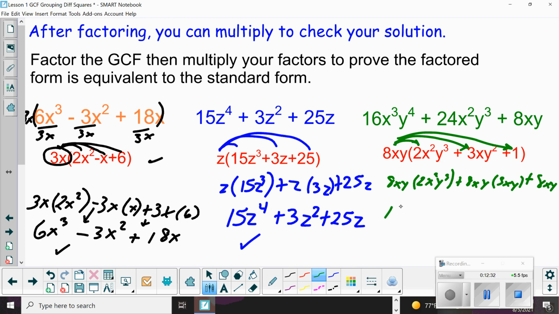8 times 2 is 16x times x squared is x cubed. Y times y cubed is y to the fourth, plus 8 times 3 is 24. X times x is x squared. Whoops, I forgot my little squared there. Y times the y squared is y cubed, and you have your 8xy. And my answers check. So multiplying factors together should result in the original polynomial.